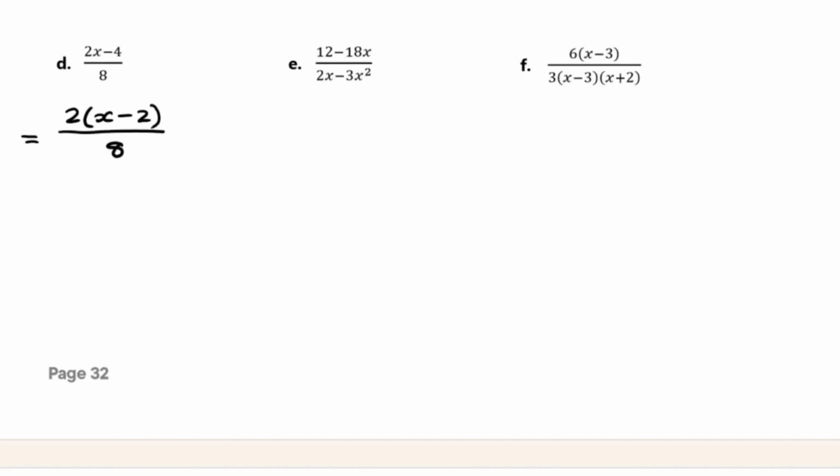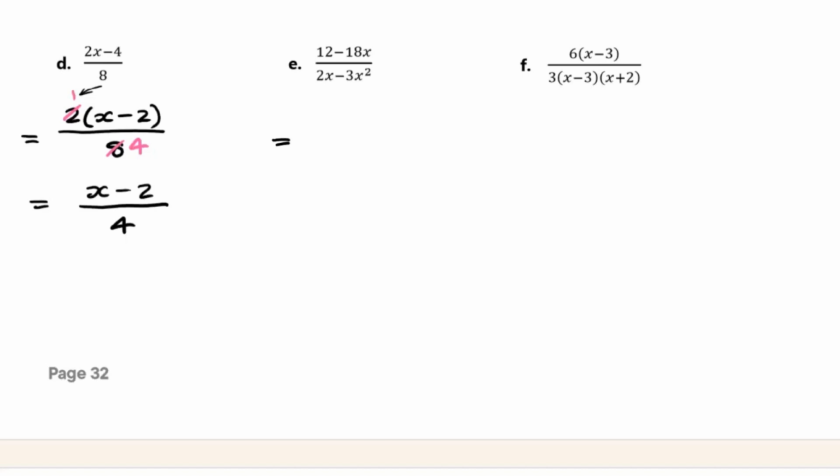We can now cancel off. So I notice 2 goes into 2 once, and it goes into 8 4 times. So that bracket has finished doing its job. Because there's a 1 there, 1 times whatever in that bracket is just x minus 2. If there was a number still outside of that bracket, we could have left it there. But we'd still need those brackets. So now that's x minus 2 over 4.